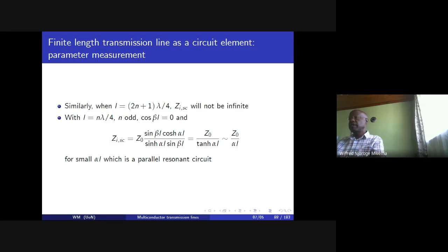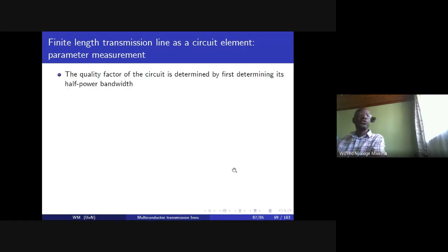And the short-circuited line input impedance will be given by Z0 times the hyperbolic cosine of alpha L over the hyperbolic sine of alpha L multiplied by sine beta L. And when we do that, we'll get that it will be approximately given by Z0 divided by alpha L when alpha L is small. And since that Z0 by alpha L is a large value, that appears to be the input impedance at resonance of a parallel resonance circuit. That is a parallel RLC circuit that we would get, which you call in circuit theory the tank circuit.